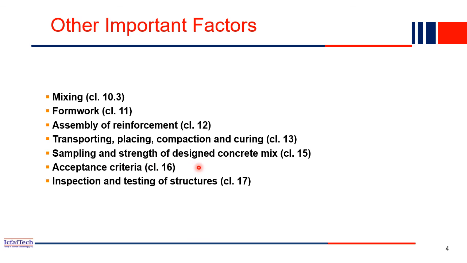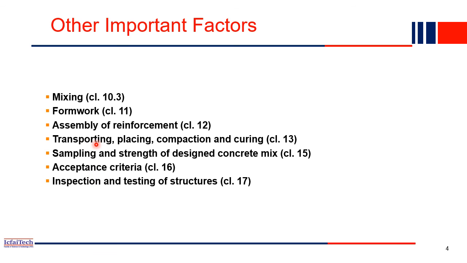Sampling and strength of designed concrete mix, clause number 15. Acceptance criteria, clause number 16. Inspection and testing, clause number 17. So if you go to IS 456 and clause number 10.3, 11, 12, something like that, you will see all these parameters explained in detail. So in the subsequent lectures we'll be using all these criteria and will ultimately design our structures.